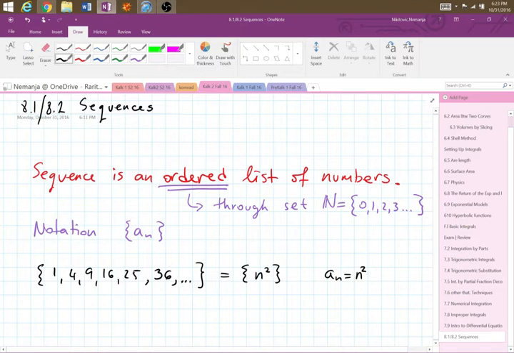So this is one of the examples, and I can actually write this as n squared, and I can define a_n as n squared. So you see all of the notation now together. You have it written as a set, in set notation. You also have it written as a formula that you can use to generate all of the terms inside the sequence, inside the set.